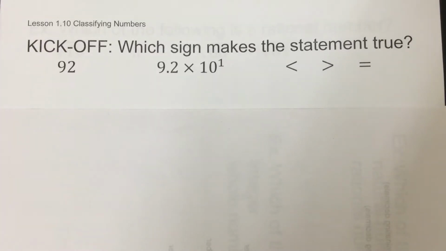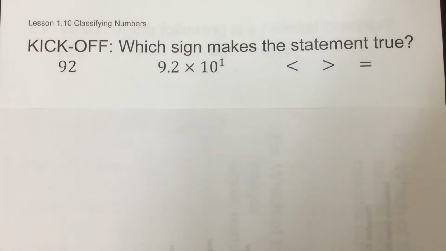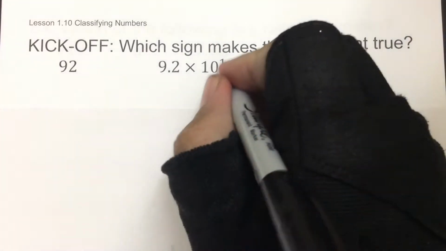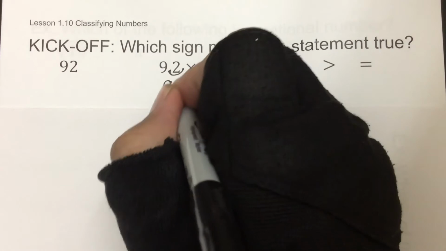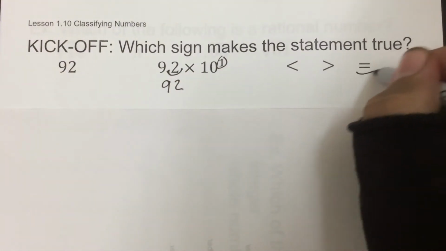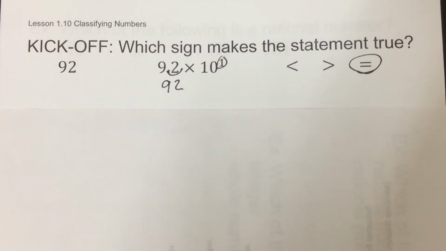So if we start off here, last lesson we were comparing numbers that were written in scientific notation. The first one, 92, is written as decimal notation. The second one, 9.2 times 10 to the first, is scientific notation. So we need to get them into the same form. I'm going to convert it into decimal notation. To get it out of scientific, we move the decimal one time. It's positive, so that makes the number bigger. So we're moving it to the right once, which makes it 92. They're both 92, so in this case, it's going to be equal.